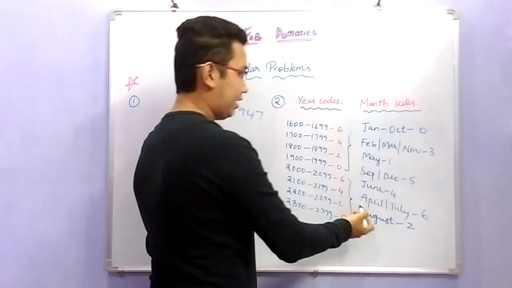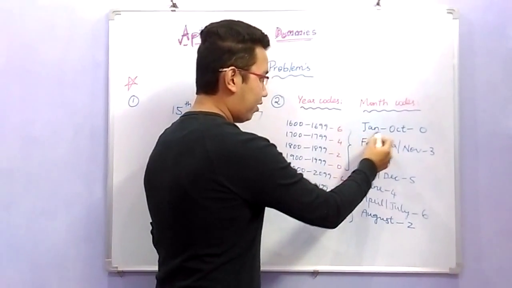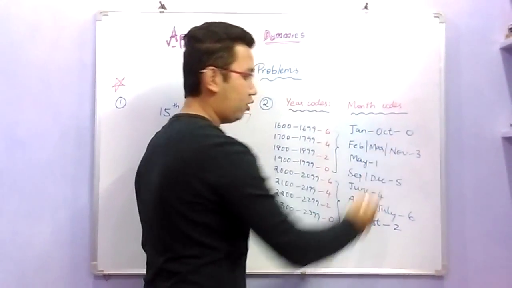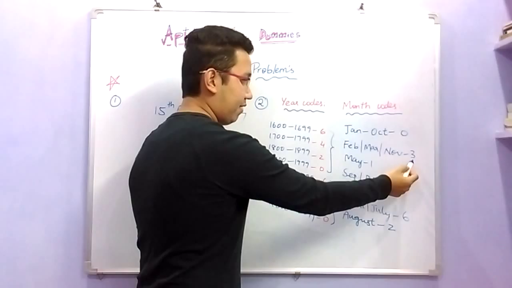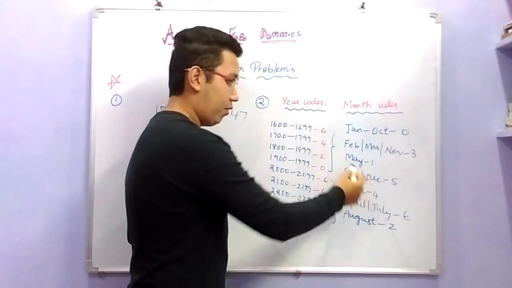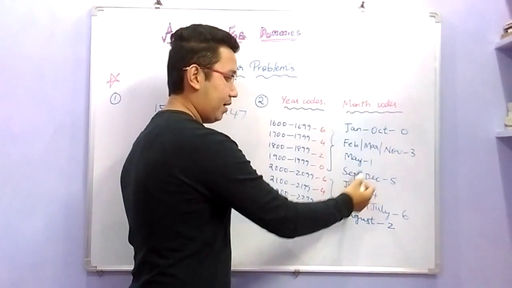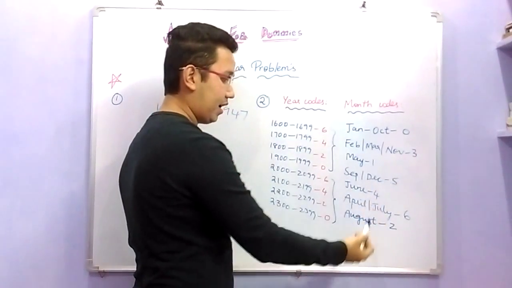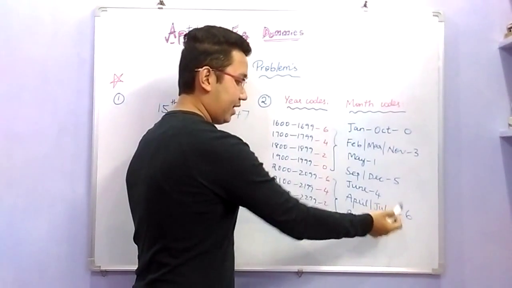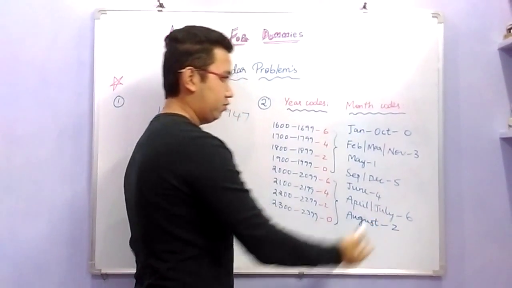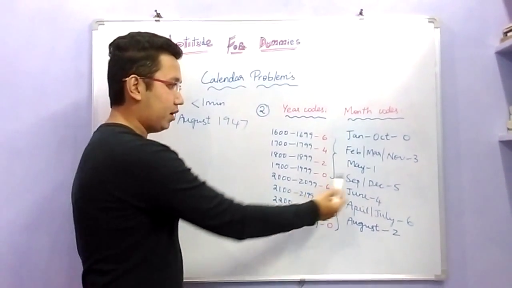Now, coming to the month codes. For the months of January and October, I have 0 as the code. For the months of February, March and November, we have number 3. For May, I have 1. For September and December, we use code 5. For June, it is 4. For April and July, it is 6. And for August, it is 2. So we need to remember these two.